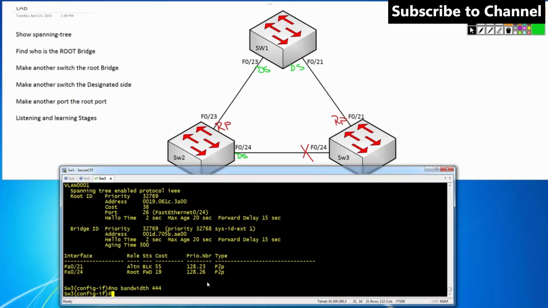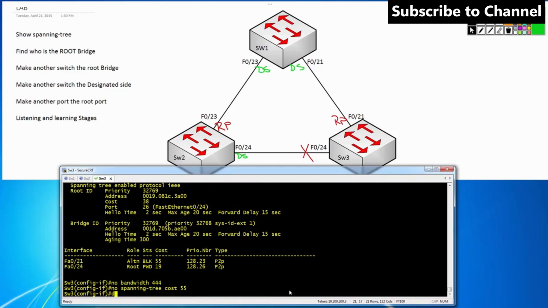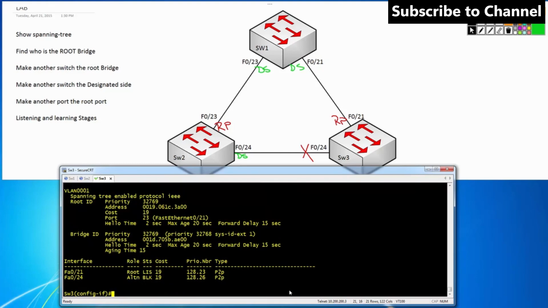Now I'm going to take this command off, and I'm going to take off my spanning-tree cost command. Okay, now let's go ahead and take a look. And everything's back to normal. Now you have to understand, look how we're back into the listening stage. Let's go back and wait until we get into our forwarding stage. Almost there.